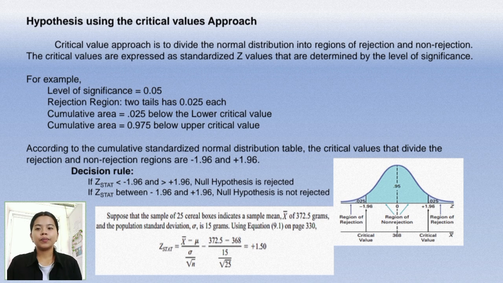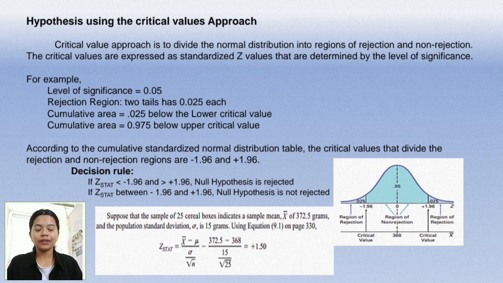So for example here, suppose that a sample of 25 cereal boxes indicates a sample mean of 372.5 grams and the population standard deviation is 15 grams. Using the formula, z-stat equals sample mean minus parameter over standard deviation over the square root of sample size. So 372.5 minus 368 over 15 divided by the square root of 25 equals positive 1.50.